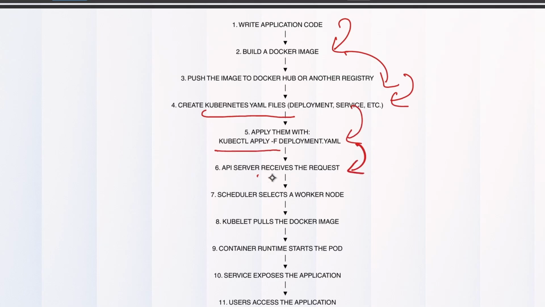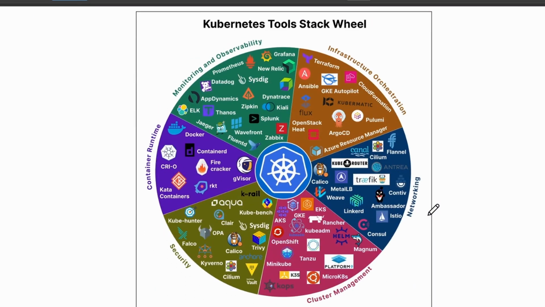Then the API server receives the request. Then the scheduler manages that. Then kubelet pulls the Docker image. Then the container runs that pod. Then the application is exposed, and finally the user accesses that application. So I have explained the basics of what Kubernetes is.